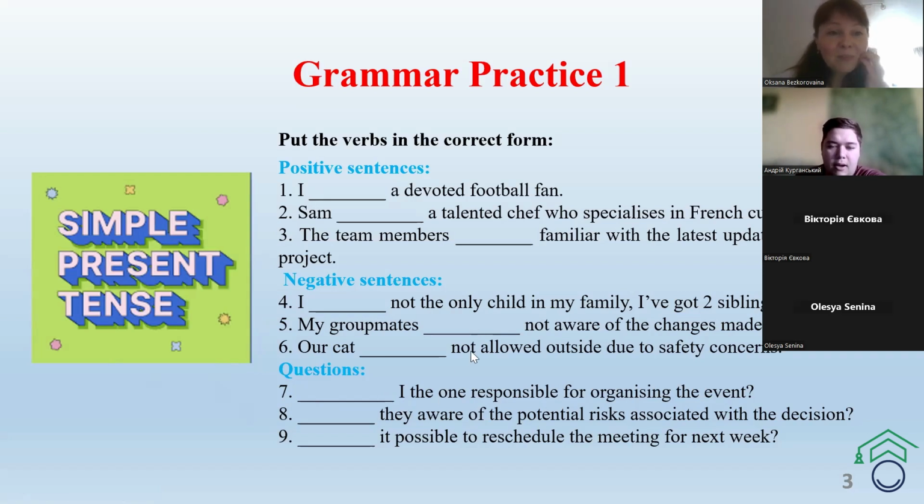Так, the next question. Are they aware of the potential risk associated with the decision? Вони ознайомлені з потенційними ризиками, які пов'язані з цим рішенням. You're right. Is it possible to reschedule the meeting for next week? Чи можливо перенести зустріч на наступний тиждень? Yes, great. Excellent.